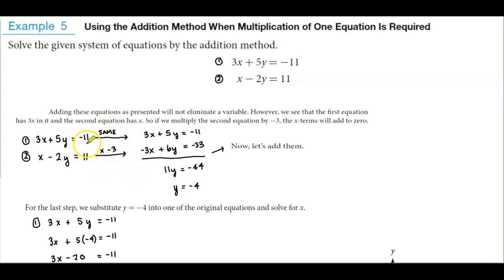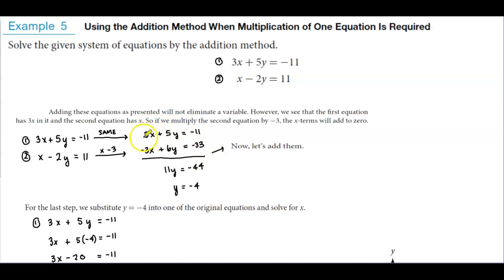In the first equation, we're not doing anything to it. We're not manipulating it, so it's going to stay as 3x plus 5y equals negative 11. The second equation, we can multiply by negative 3. In order to do that, we have to multiply every single term in that equation. So negative 3 times x is negative 3x. Negative 3 times negative 2y is positive 6y. And negative 3 times 11 is negative 33.